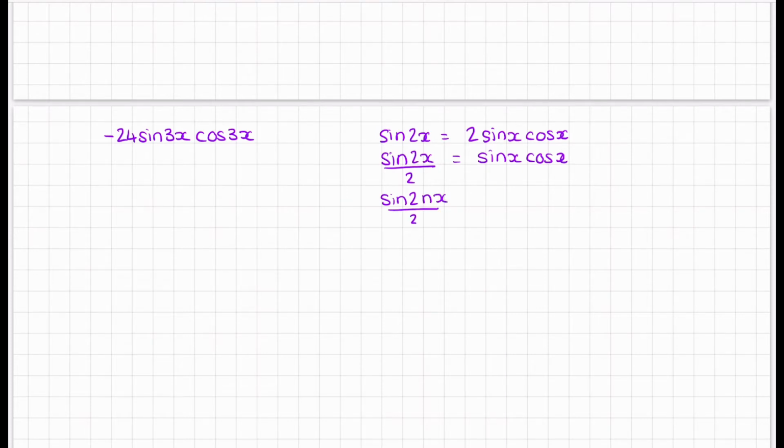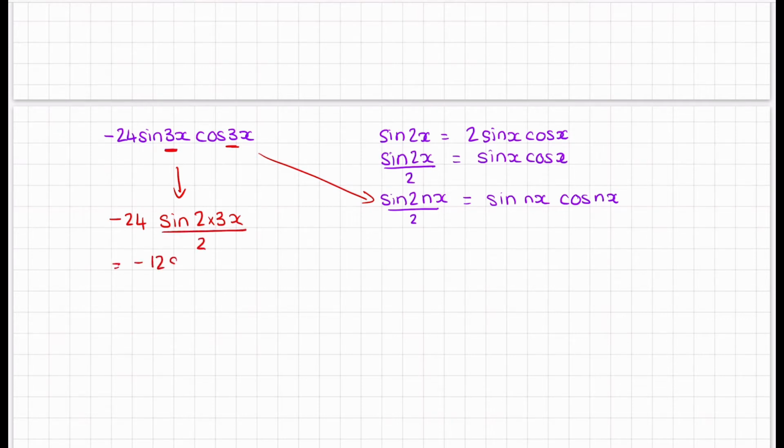So we know there's an identity where sine 2x equals 2 sine x cos x. Now from here we could then say that sine 2x divided by 2 equals sine x cos x, and it doesn't matter if there is a number in front of the x. We can then create a general form, which would be that sine of 2nx on 2 would also be equal to sine of nx cos of nx. So in this case, we can see here that our n would be 3 in this situation. So we can use this rule here, and we can say that this will be negative 24. Well, that will stay the same. The sine of 2 times 3x all on 2. Negative 24 divided by 2 is negative 12, and that will be sine of 6x. And that's how that question from before simplifies.